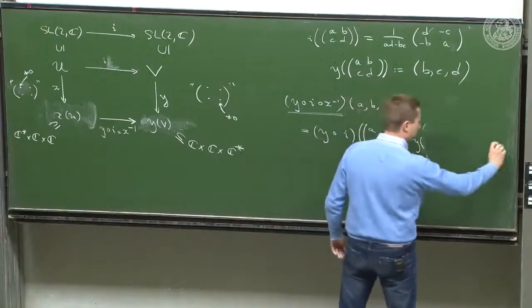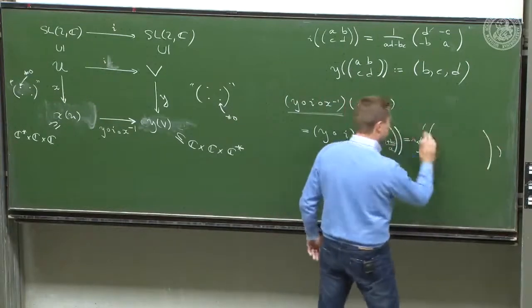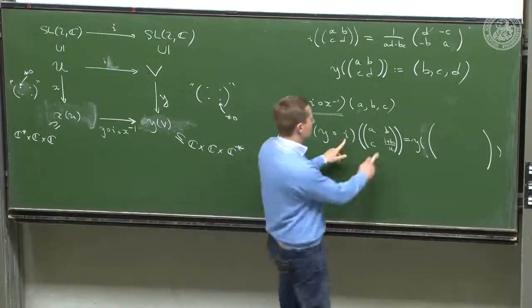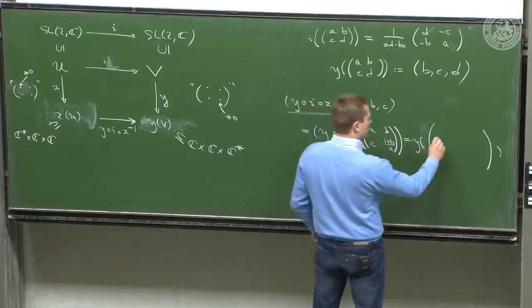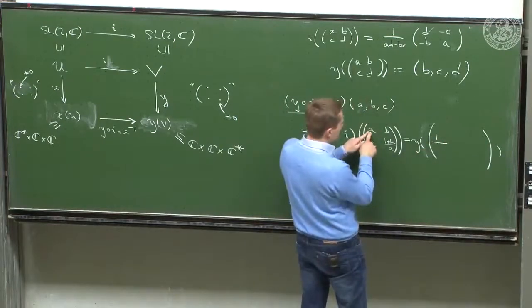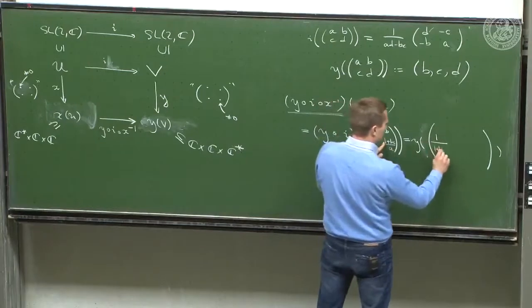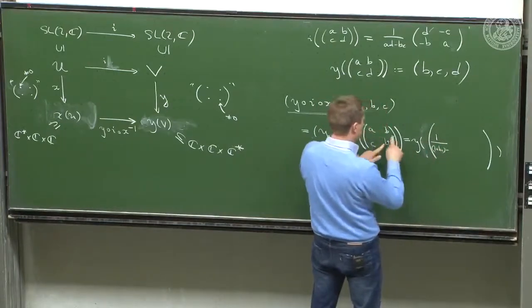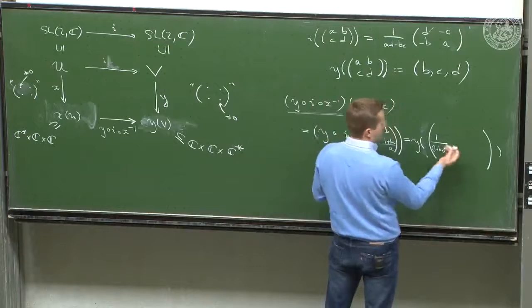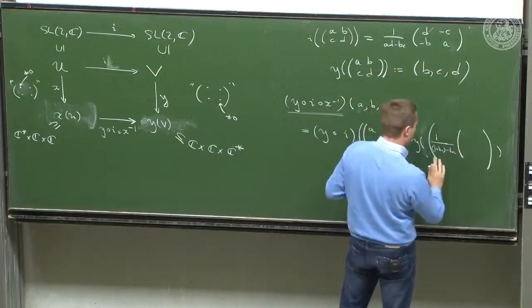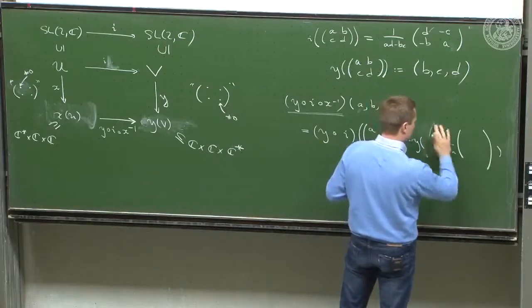small brackets, y of, and what does this eat? It eats the result of the action of the I map. But the I map takes, first of all, the 1 over the determinant of this guy. So this is A times 1 plus BC over A. So it's 1 plus BC minus BC. That's just 1. Okay, nice, okay.